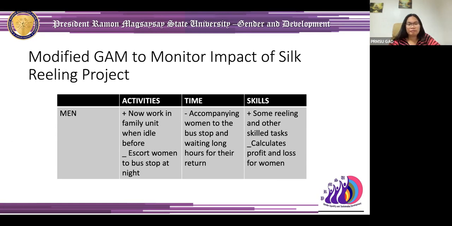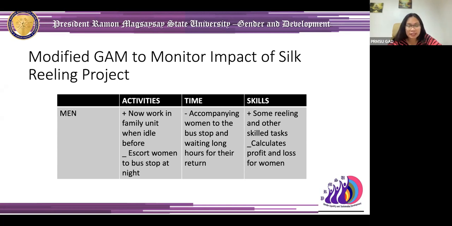Now, positive. They are now working in a family unit. When dati, hindi sila nag-work. Pero ngayon, sa family, the business of the family, yan. Nakaka-work naman sila. But negative is they have to escort the women to the bus stop at night. So, naging burden para sa kanila yung ihatid nila, susunduin nila sa gabi. Yan din, yung time nila, it was affected, accompanying women to the bus stop and waiting for long hours of their return. So, naging negative ang impact po sa kanila.